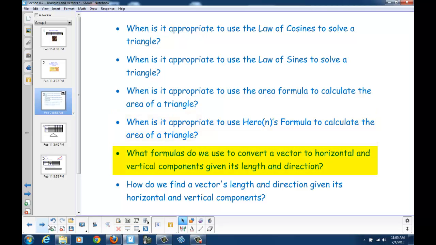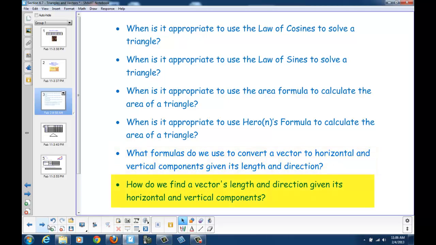What formulas do we use to convert a vector to horizontal and vertical components given its length and direction? And how do we find a vector's length and direction given its horizontal and vertical components?